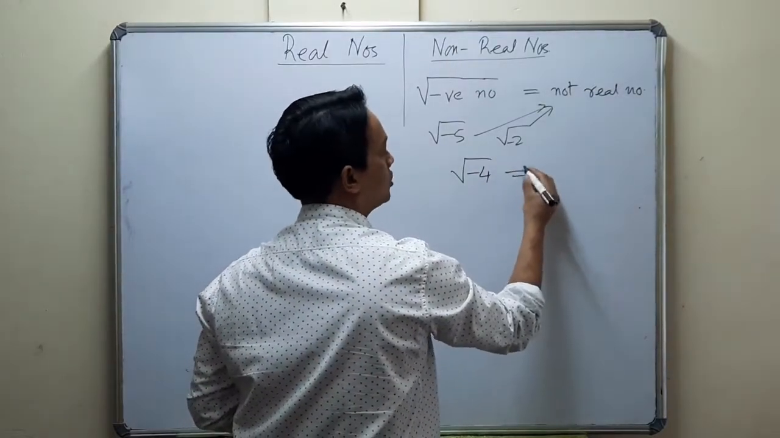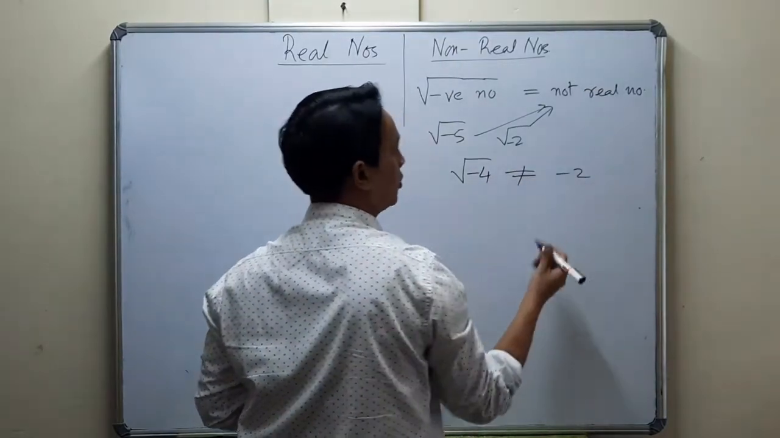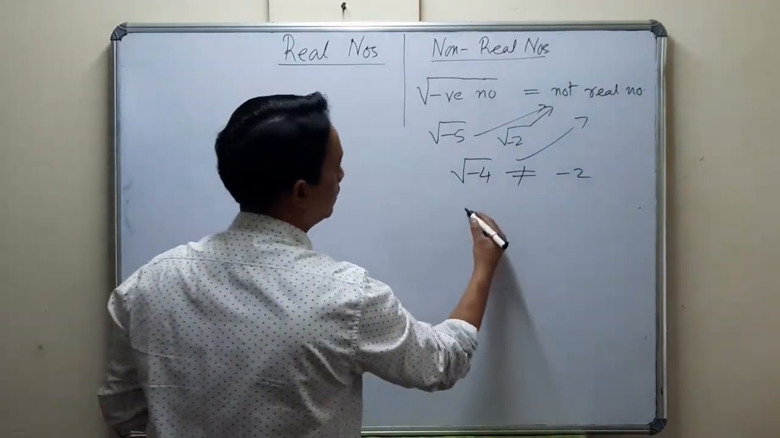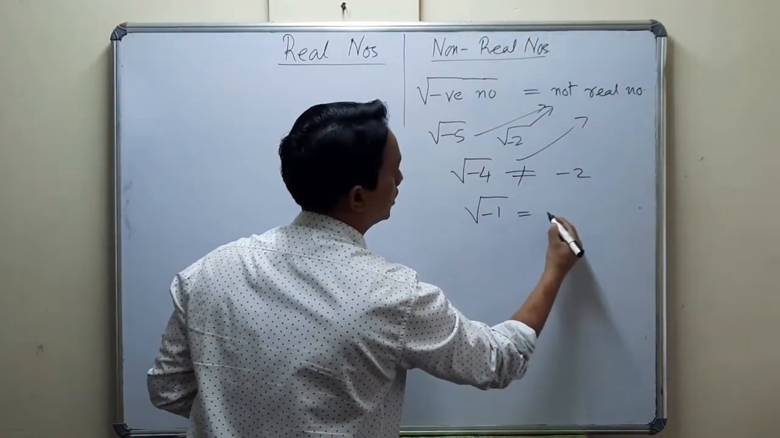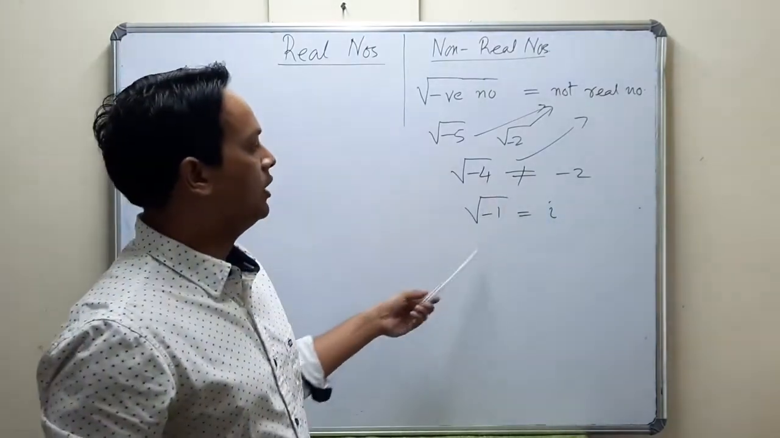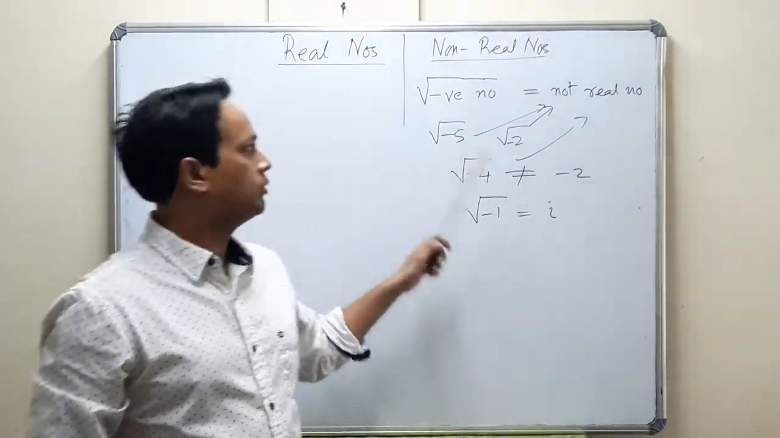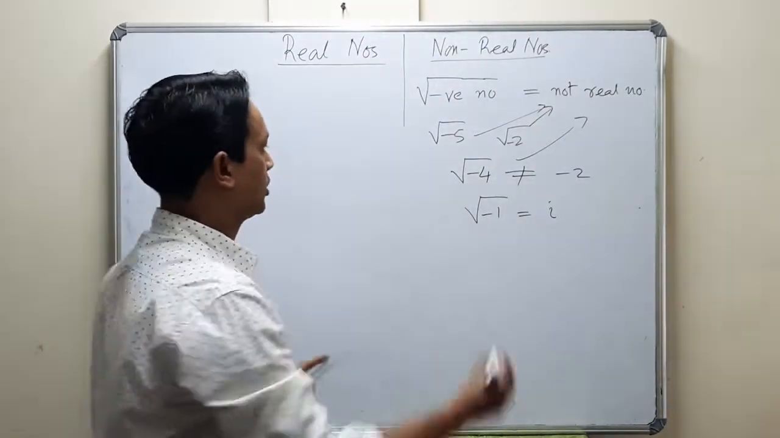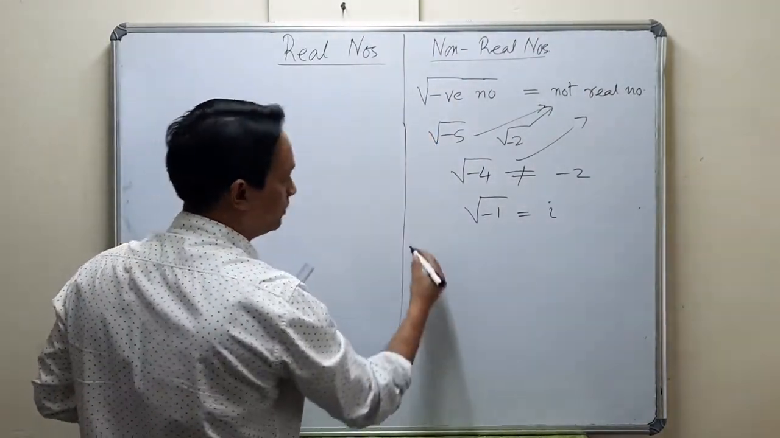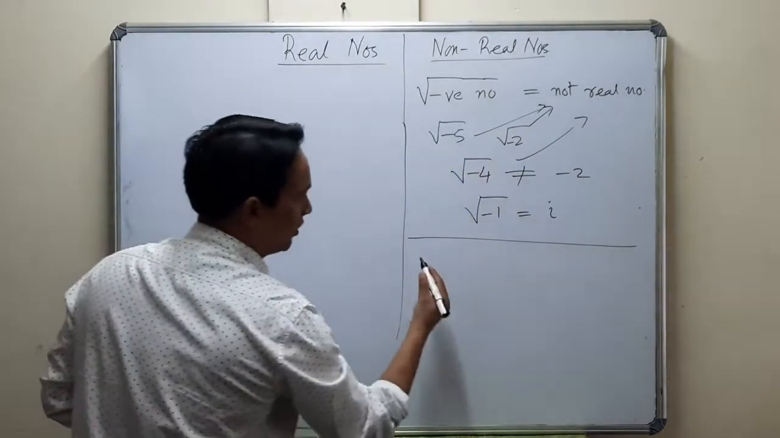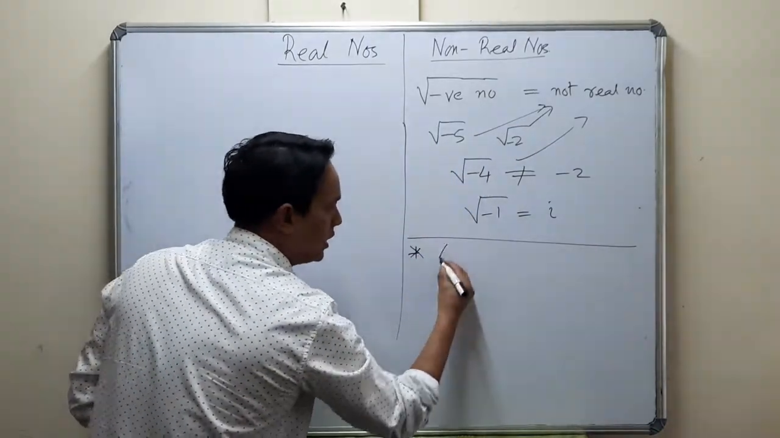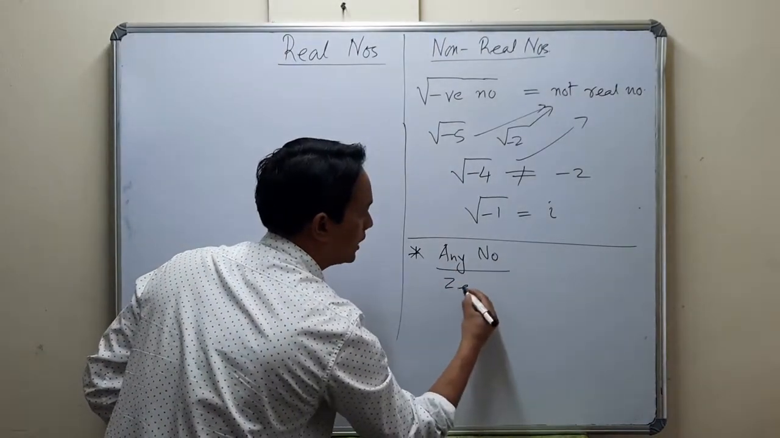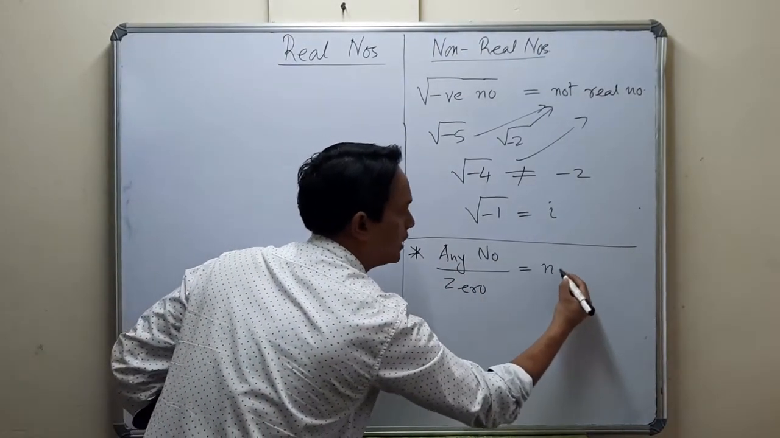Because in higher classes, in 11 and 12, we will be coming across root over -1, which is denoted by i. We will be learning about imaginary numbers and complex numbers. All these imaginary and complex numbers will fall under the non-real numbers. And another point we have to know, that's a very, very important point. Any number divided by 0 in maths is not defined. Remember this.